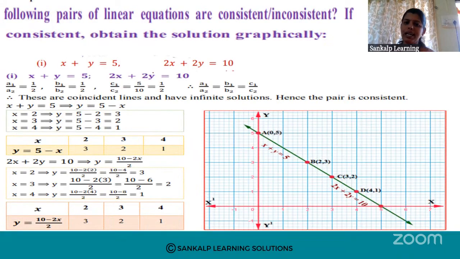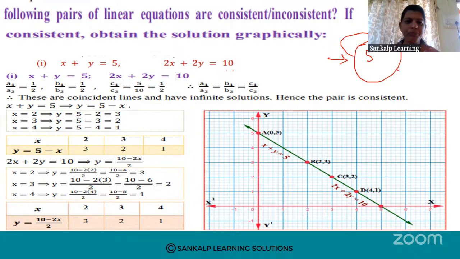Okay, we'll do this question. Following pairs of linear equations are consistent, consistent or inconsistent. If it is consistent, obtain the solution graphically. This question can be asked for 5 marks, remember. Okay, for that reason only I am doing it here. See, this is equation x plus y is equal to 5 and 2x plus 2y is equal to 10. This is equation number 1 and this is equation number 2.